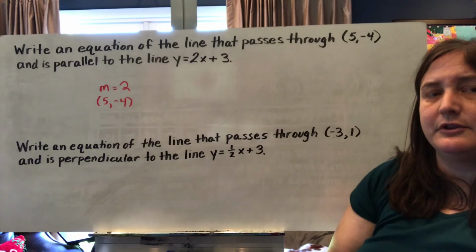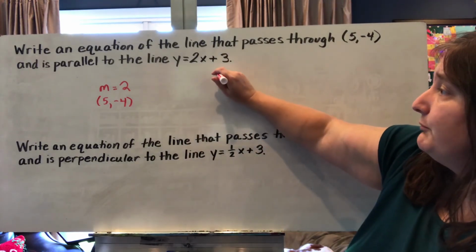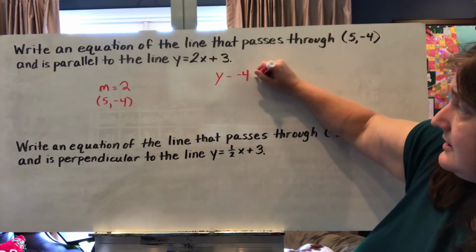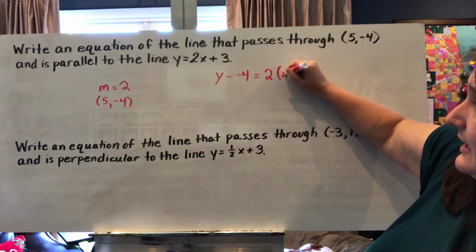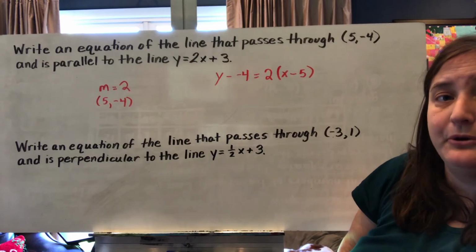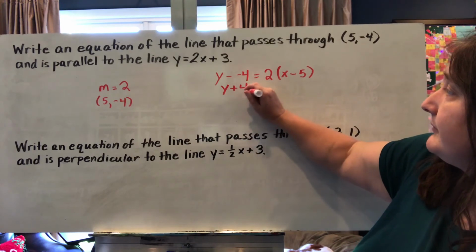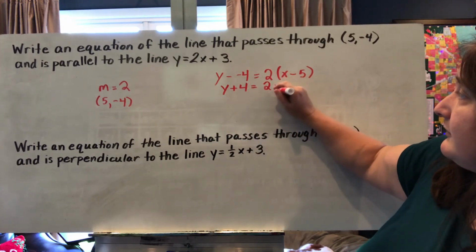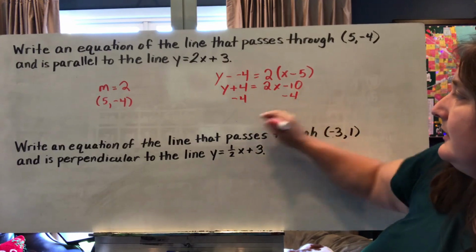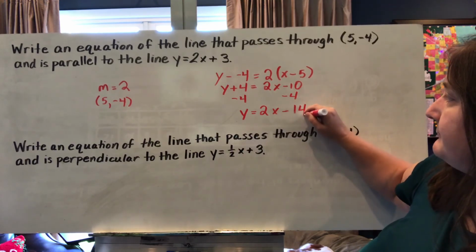So with the information given, the most logical form to write my equation in is point slope form. So y minus my y value, which is negative 4, equals my slope times x minus 5, my x coordinate. I'm going to simplify this guy a little bit and try to put him into slope-intercept form. So I have y plus 4 equals, I'm going to distribute, 2x minus 10. And to get y by itself, I will subtract 4 from each side. So y equals 2x minus 14.